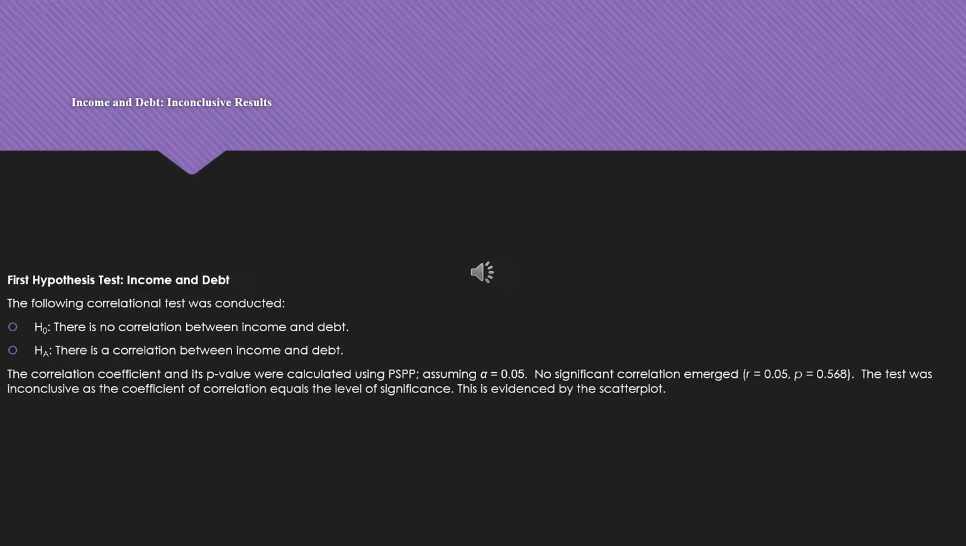As a matter of fact, the null hypothesis here is that there is no correlation between income and debt, whereas the alternative hypothesis is that there's correlation between income and debt. The correlation coefficient and its p-value were calculated using PSPP, assuming alpha equals 0.05. No significant correlation emerged. The test was inconclusive as the coefficient of correlation equals the level of significance. This is evidenced by the scatter plot.